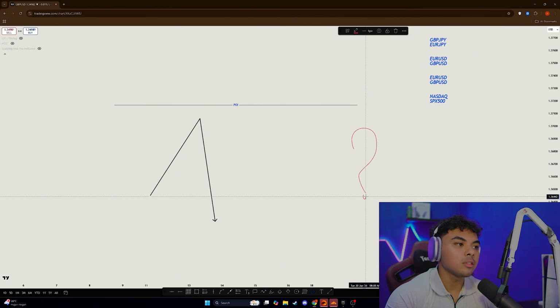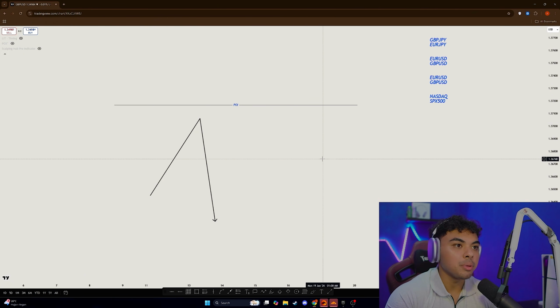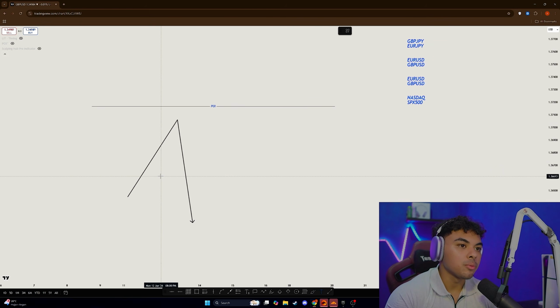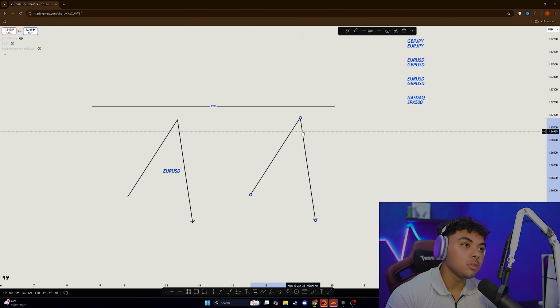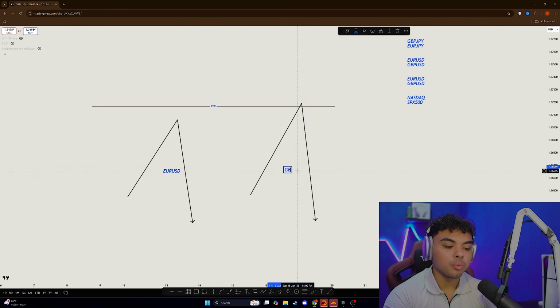And now you don't have an answer for it. The only answer for you to find out why the price moved before it tapped into your point of interest is to look at the correlated pair. Meaning that, let's say, for example, here, EURUSD didn't actually tap into your point of interest. But when you go to GBPUSD, that pair would have tapped into your point of interest.